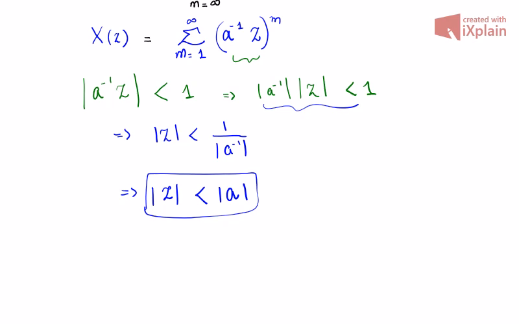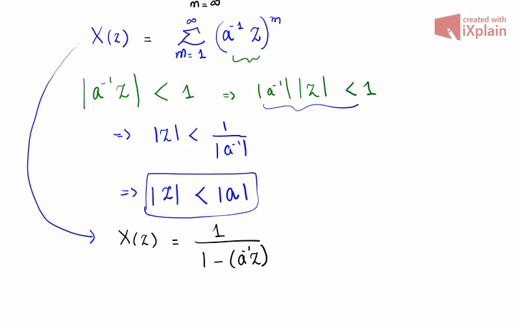Now we can find this X of z. We already have the compact form of this summation, and X of z can be rewritten in the closed form of this sum, which is 1 minus a inverse of z. I hope you are familiar with this formula.